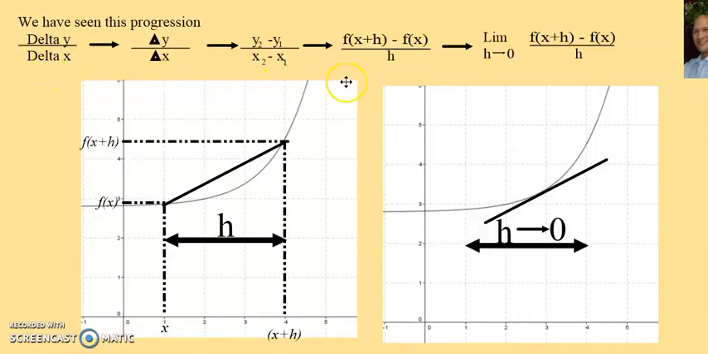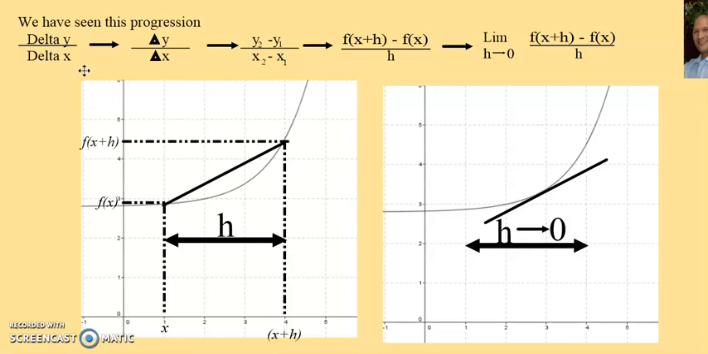At this point in time, we should be familiar with all of these in the progression of gradient. We've heard that gradient is equal to delta y over delta x. We've heard that it is the change in y over the change in x. We've heard that it is y2 minus y1 over x2 minus x1.